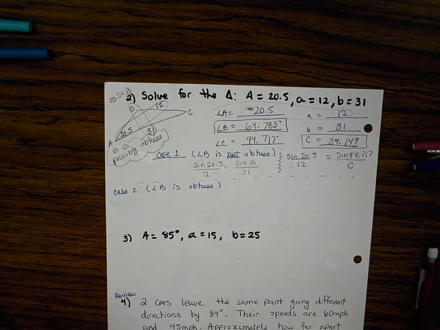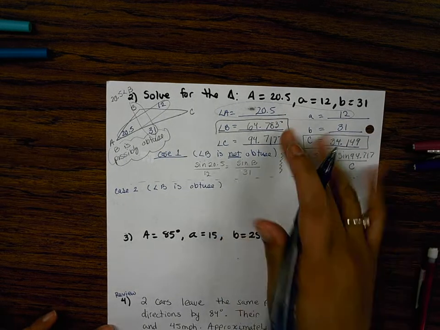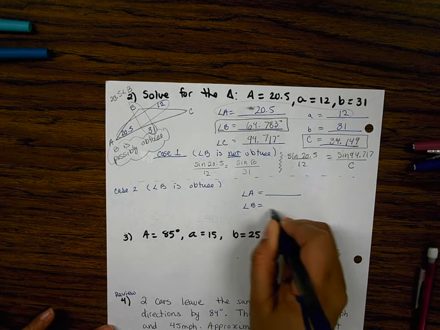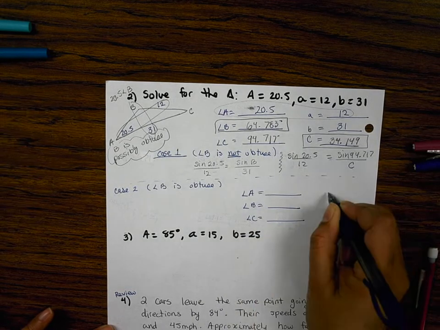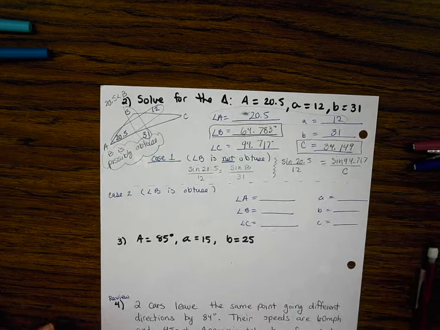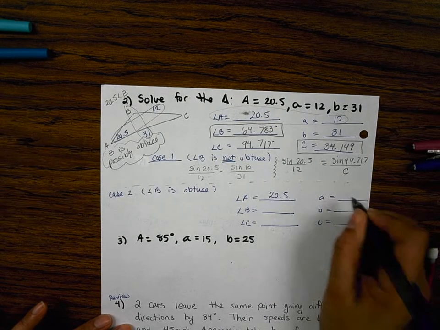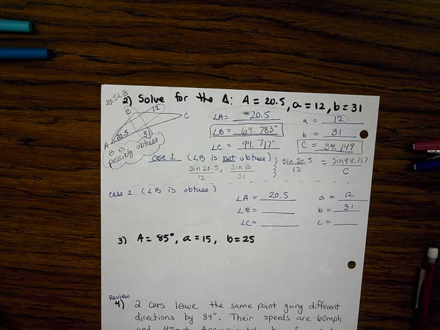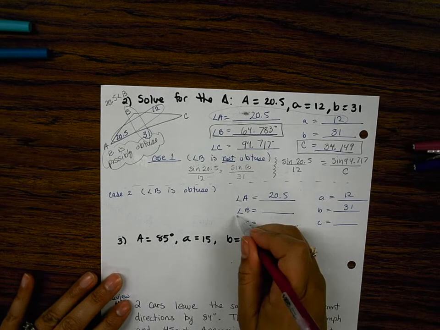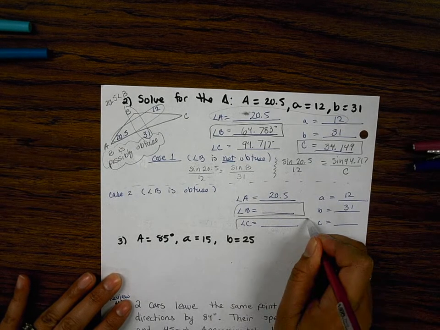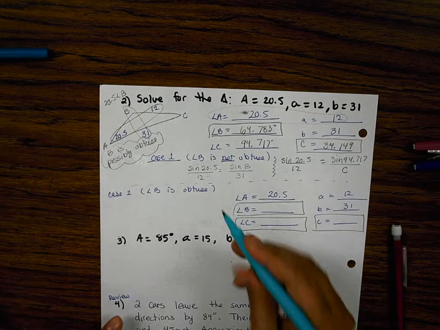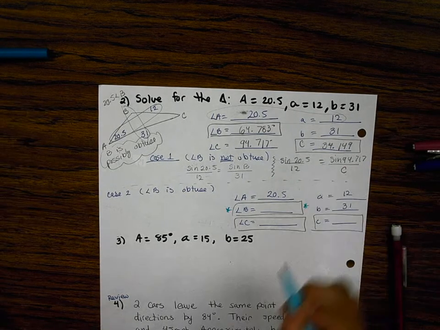Angle B is obtuse. Okay. We're going to rewrite this. Angle A equals blank, angle B equals blank, angle C equals blank, A, B, C. All right, given information stays the same. The 20.5, the 12, the 31, all of that stays the same. That is not changing. The sets here, the ones that we are looking for, are what is going to change. So what you do, you first always start with angle B.